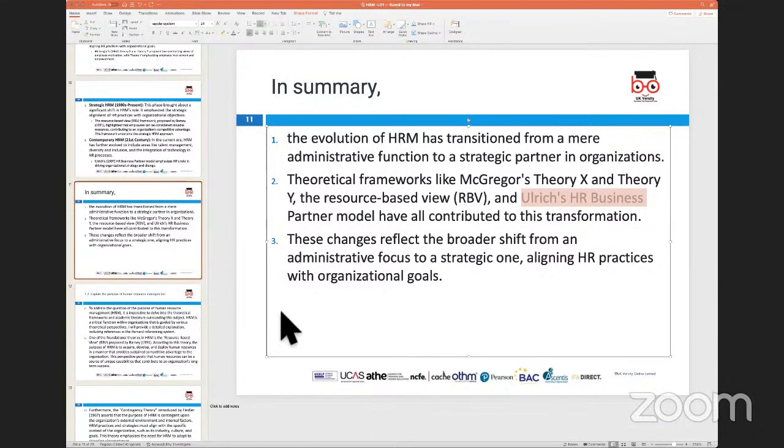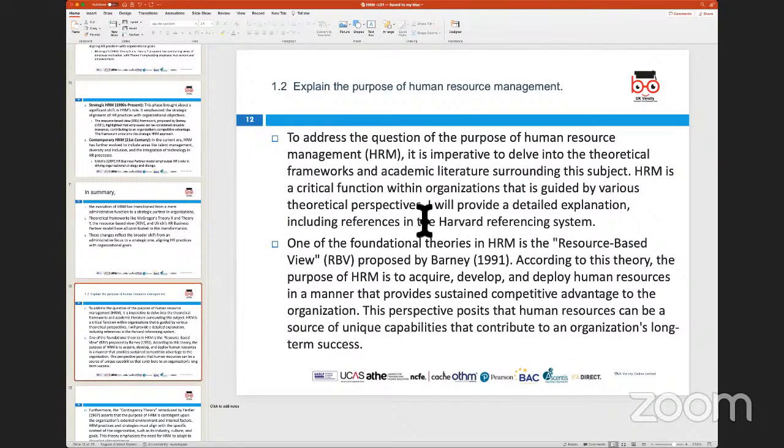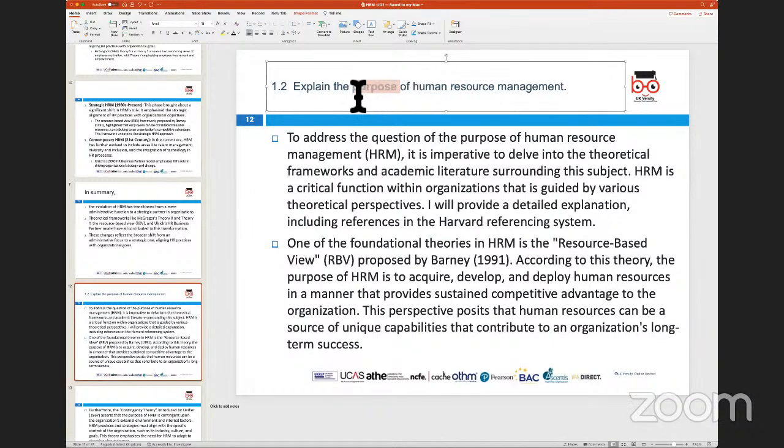Okay, let's look at assessment criteria 1.2. Now, 1.2 assessment criteria talks about the purpose of human resource management. The key word here is we need to understand, what does HR do? What is the key question that we need to look at when we talk about the function of HR?